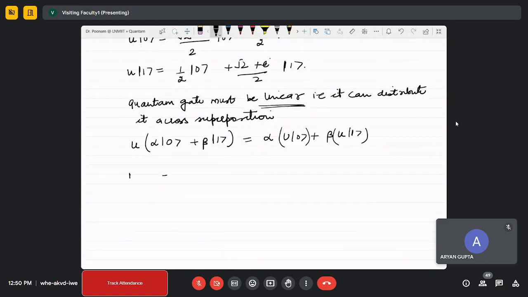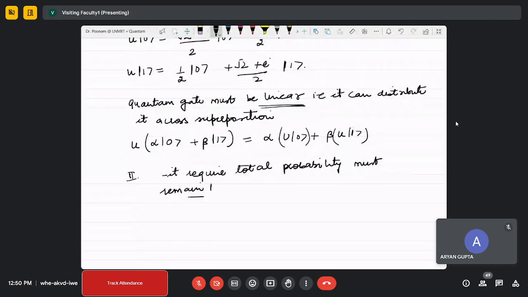The second condition requires that the total probability must remain 1. Whenever you apply a classical gate, what you require is that the bit should be in the 0 or 1 state. If it is anything other than that, it is of no meaning. So that is the case.